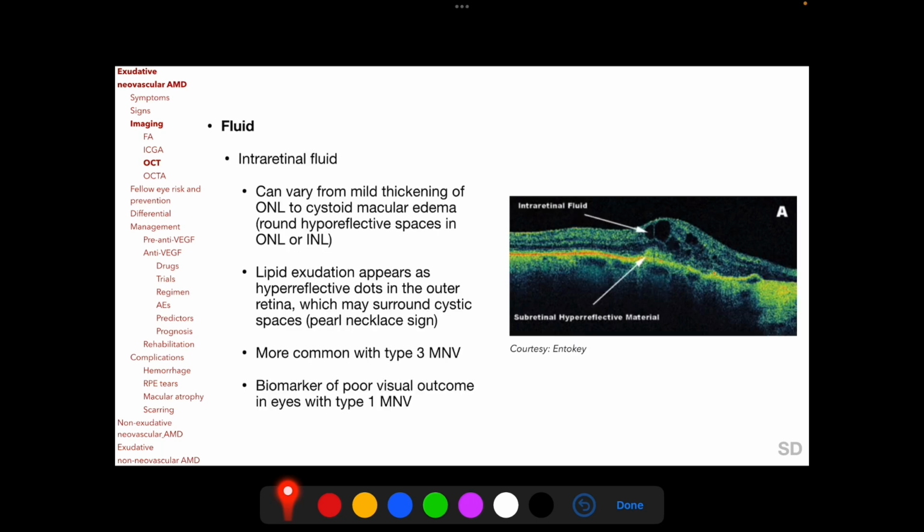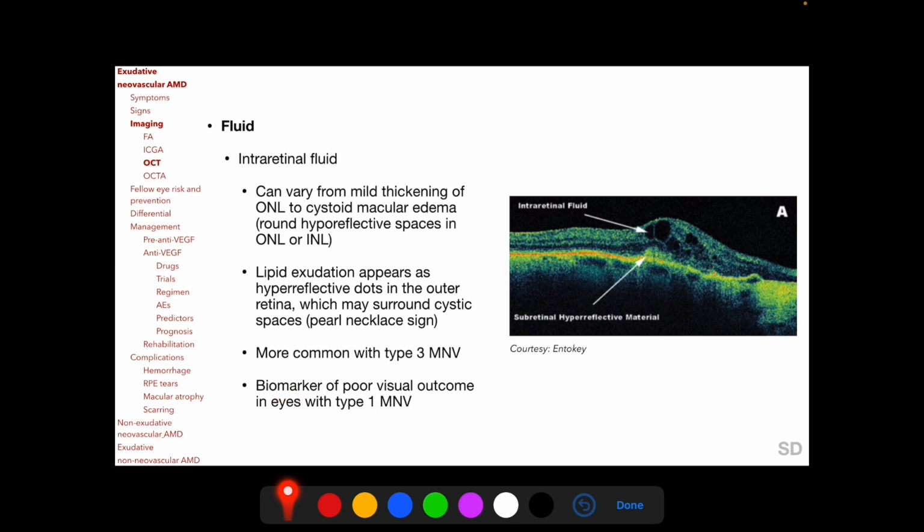On OCT, intraretinal fluid can vary from mild thickening of the outer nuclear layer to cystoid macular edema, as seen here in this photograph, which appears as round hyporeflective spaces in the outer nuclear layer or inner nuclear layer. Lipid exudation appears as hyperreflective dots in the outer retina, which may surround the cystic spaces, called the pearl necklace sign. Intraretinal fluid is more common with type 3 MNV and is a biomarker of poor visual outcome in eyes with type 1 MNV.